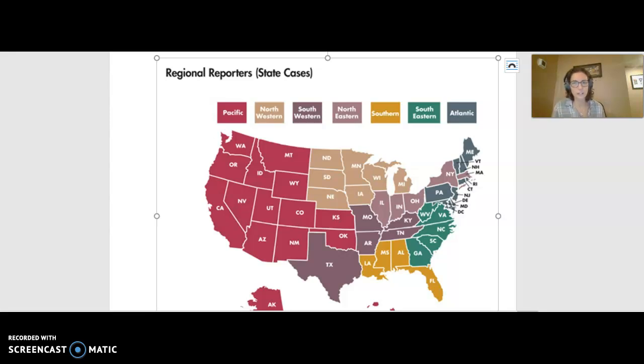Bingo, chronological. And the same thing is true for all of these reporters. Now, you might be thinking to yourself, how is that helpful? And I'll get to more about that in a minute. But I just want you to see that the breakdown is already that around the country, all state cases are grouped together by these different reporters, and they all follow the same system.